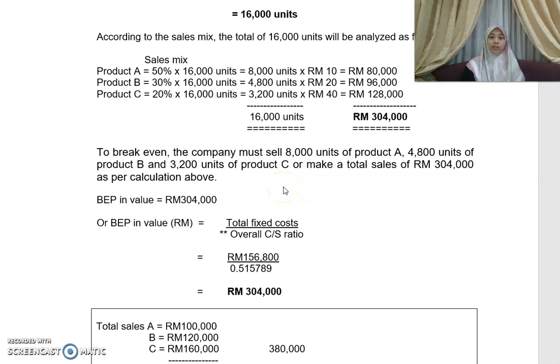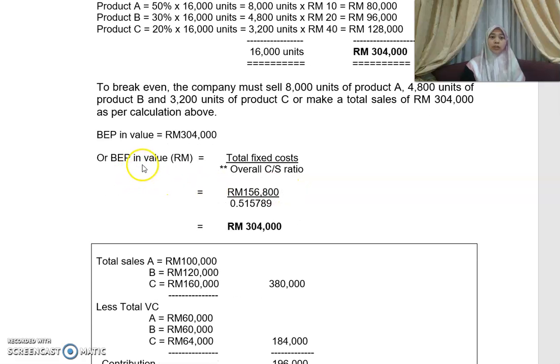Alternatively, you can use the formula just now to work out the BEP in value. That will be your total fixed cost divided by your CS ratio. But in this case, because you have multi-products, that will be divided by your overall CS ratio. So the total fixed cost is 1,156,800. This one is given in the question.